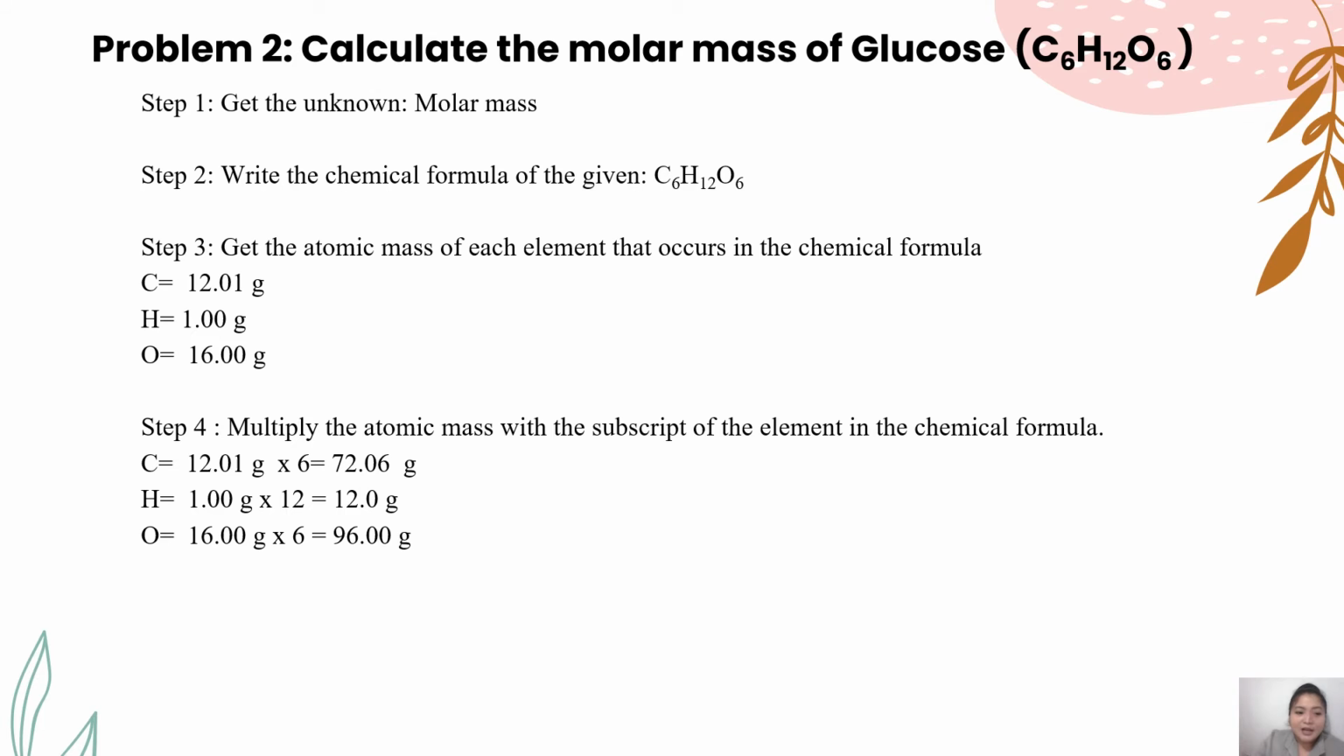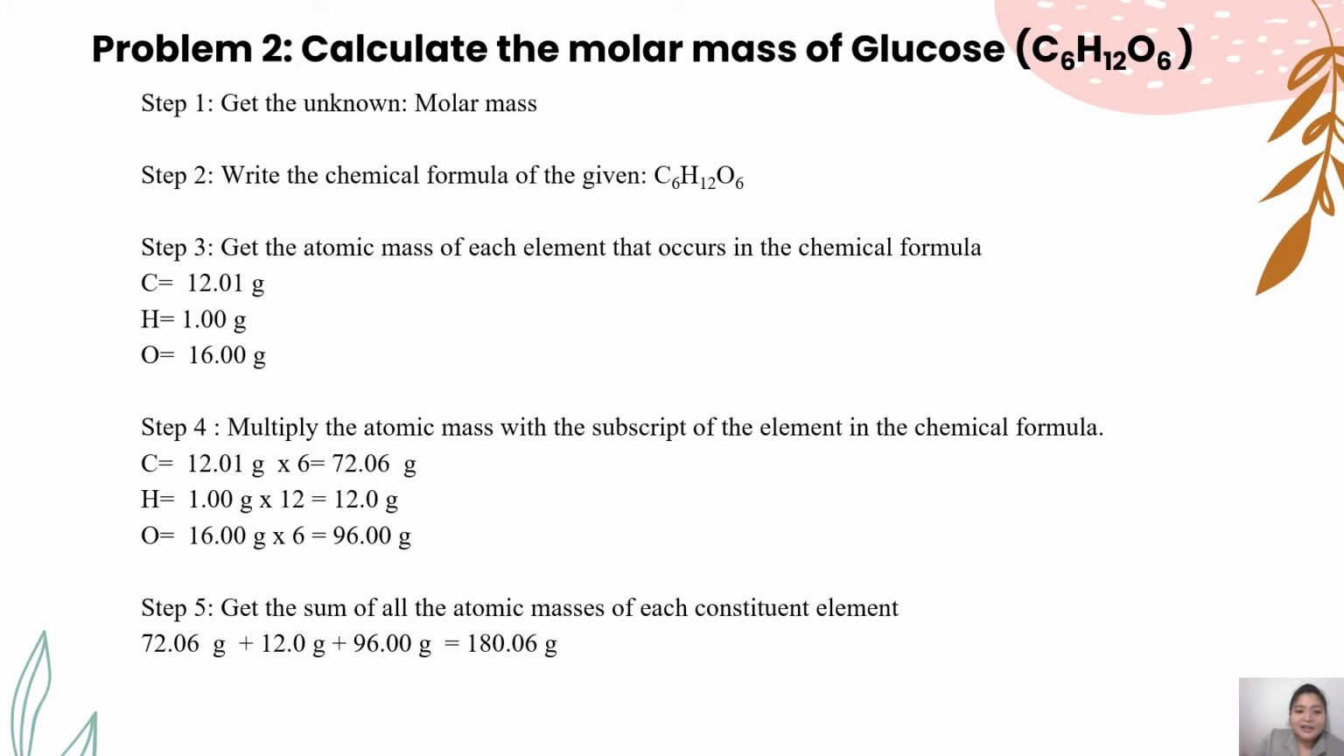Afterwards, very good. We are now going to add them. Get the sum of all of the atomic masses, and my dear students, our answer will be 180.06 grams per mole. Very good.